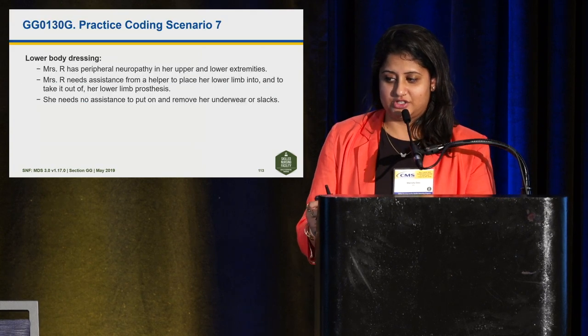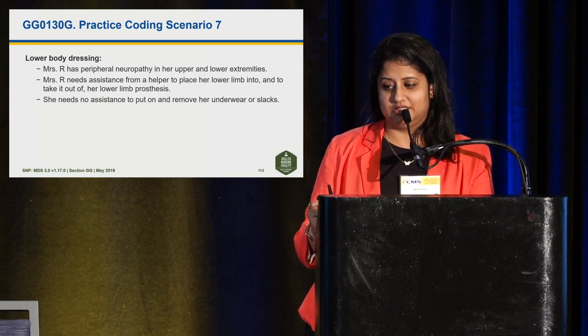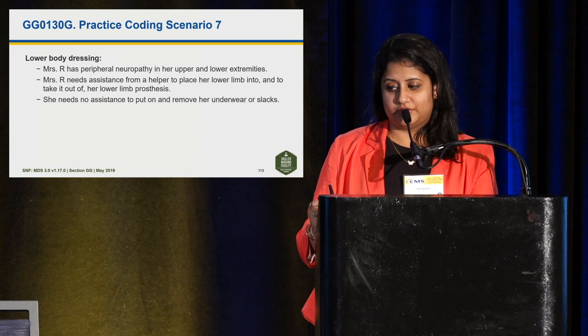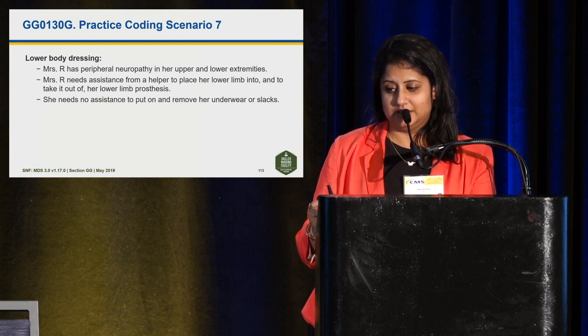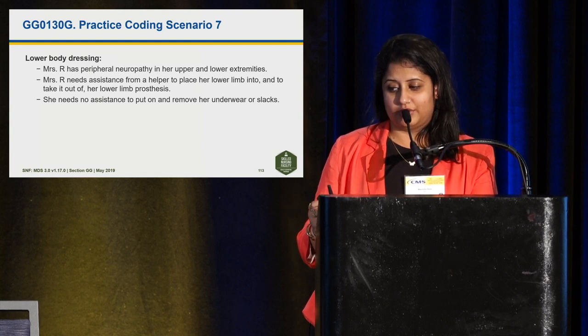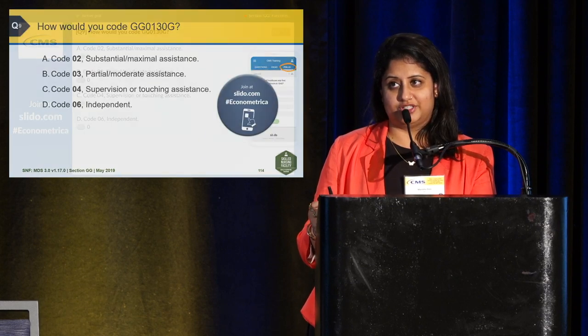Here's our practice coding scenario for GG0130G, lower body dressing. Mrs. R has peripheral neuropathy in her upper and lower extremities. She needs assistance from a helper to place her lower limb into and take out of her lower limb prosthesis. And she needs no assistance to put on and remove her underwear or slacks. So based on this information, how would you code GG0130G?